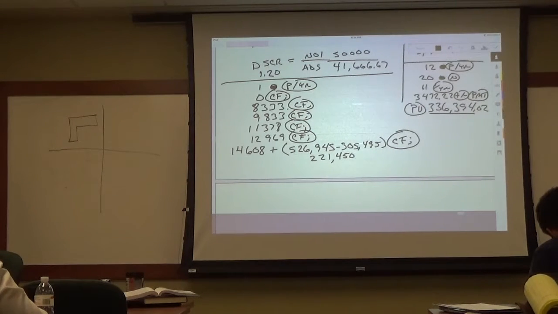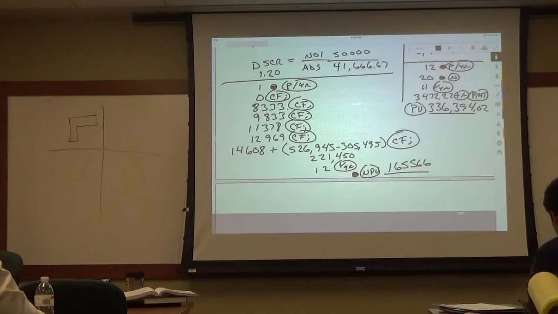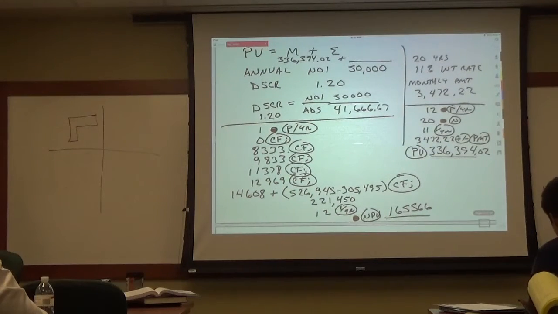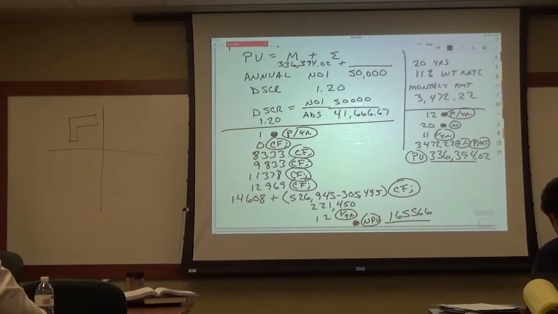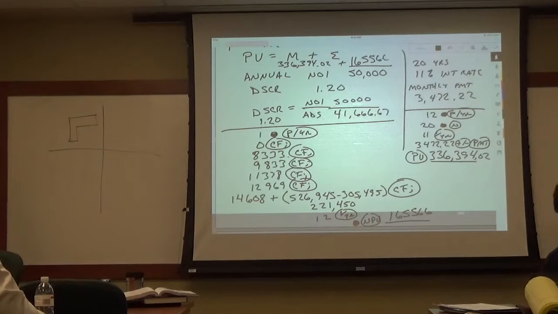And then you're going to say a 12% rate of return is the expectation, and then solve for net present value. And what you should get is 165,566. Okay? So that number, $165,566, becomes your equity piece combined together. The overall value for the property would be $501,960.02.